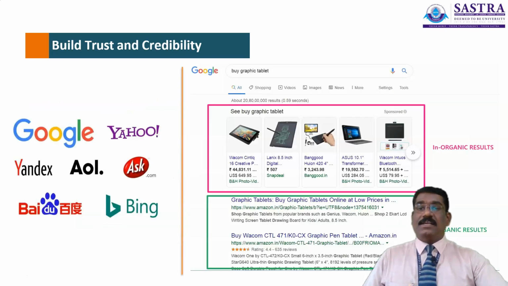And the next one is, build trust and credibility. We trust the search engine, of course, the results too. When our website is ranked high in the search engine results, it increases the trust of the user in our website, because they start considering our website a quality website when it appears most of the time in search results.